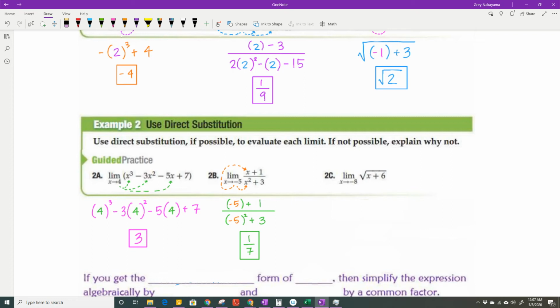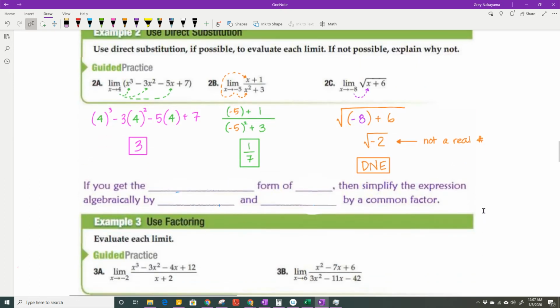The limit as x approaches -8 of the square root of x plus 6. Again, plugging in -8 for x, the square root of (-8) plus 6, need those parentheses, and that's the square root of -2, which y'all know is not a real number. So in this case, we're going to say D and E, which we talked about previously. That means the limit does not exist because it's not a real number.